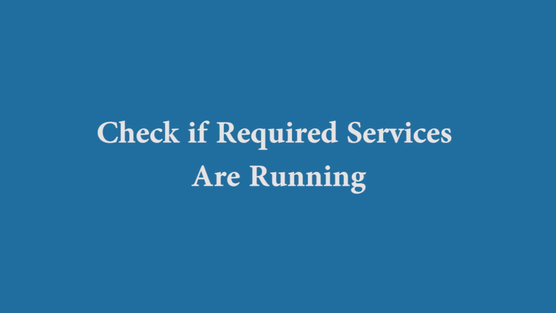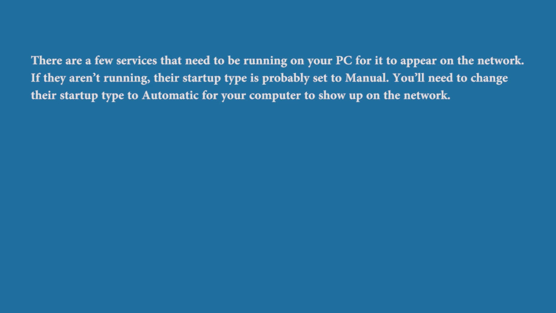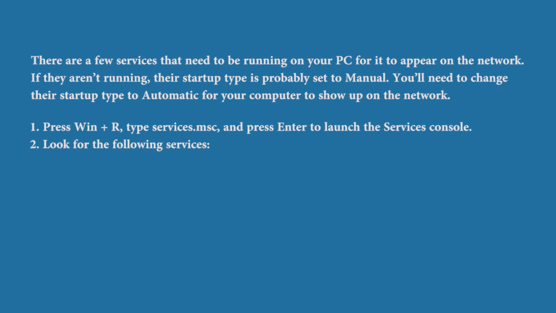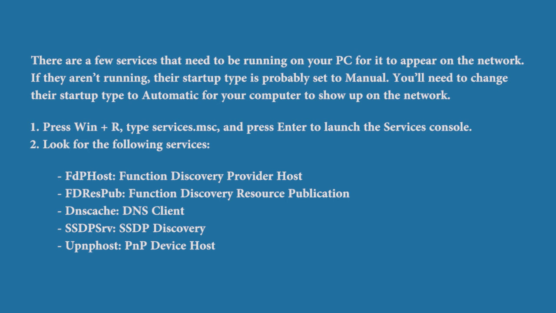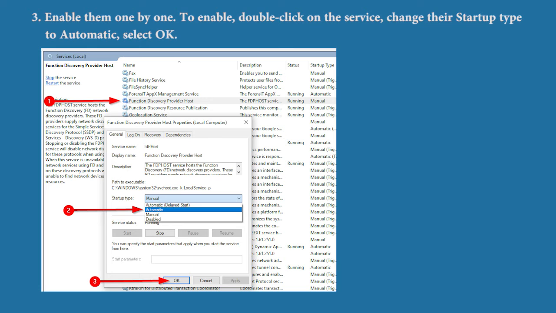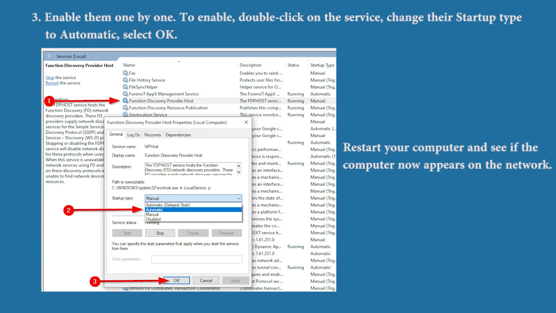Check if required services are running. There are a few services that need to be running on your PC for it to appear on the network. If they aren't running, their startup type is probably set to manual. You'll need to change their startup type to automatic for your computer to show up on the network. Press Win+R, type services.msc, and press Enter to launch the Services console. Look for the following services. Enable them one by one. To enable, double-click on the service, change their startup type to automatic, select OK. Restart your computer and see if the computer now appears on the network.